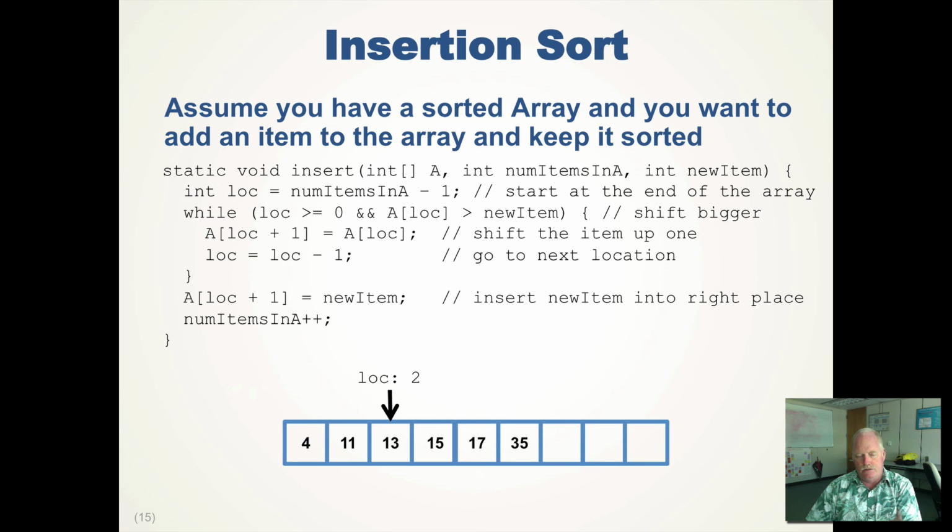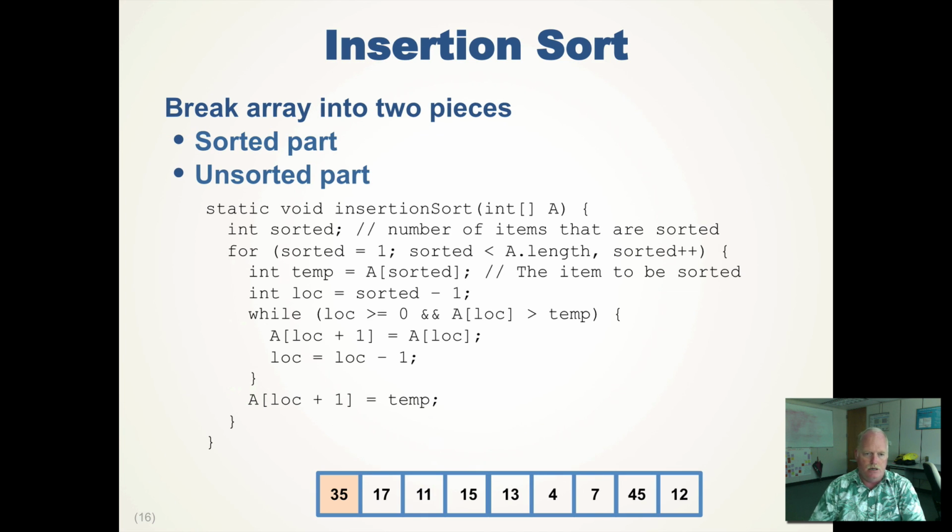So now, to do this, we can sort an array that's initially unsorted. We consider the array to be broken into two pieces. Part of it is sorted, and the rest of it is unsorted. The left-hand side is sorted, the right-hand side is unsorted. We start with the left-hand side being just the first item. Since there's only one item, it's sorted. It's in the right order. It's where it belongs. So we have an int, sorted, to keep track of what portion of the array is sorted.